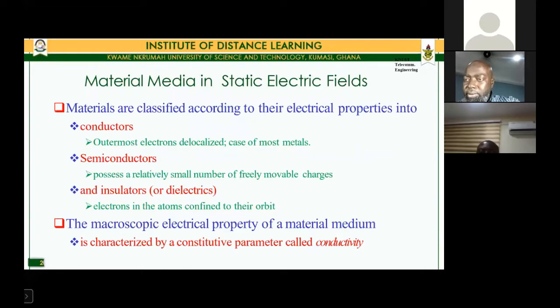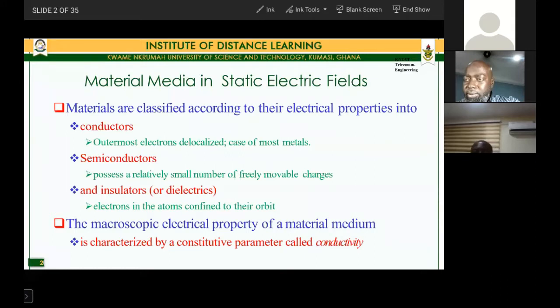Now, as we know, materials in general are classified according to their electrical properties. And the classifications are conductors. What is a conductor? Conductors usually have their outermost electrons delocalized, which is the case of most metals. What does this mean?